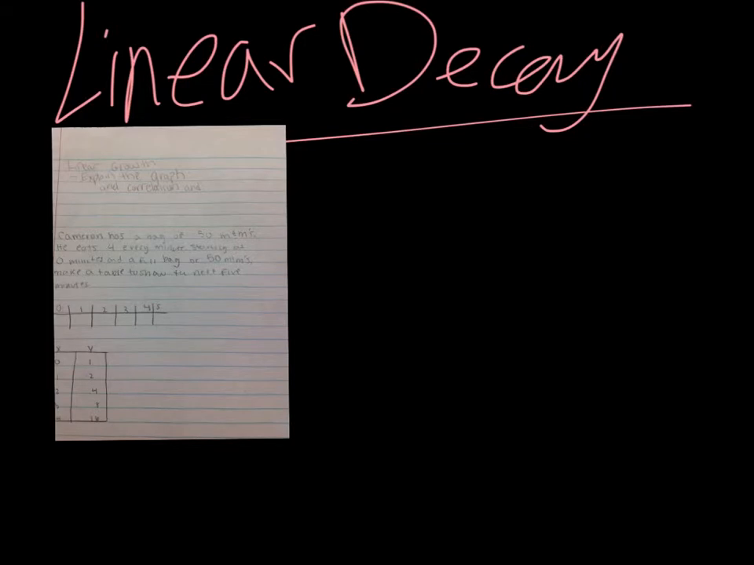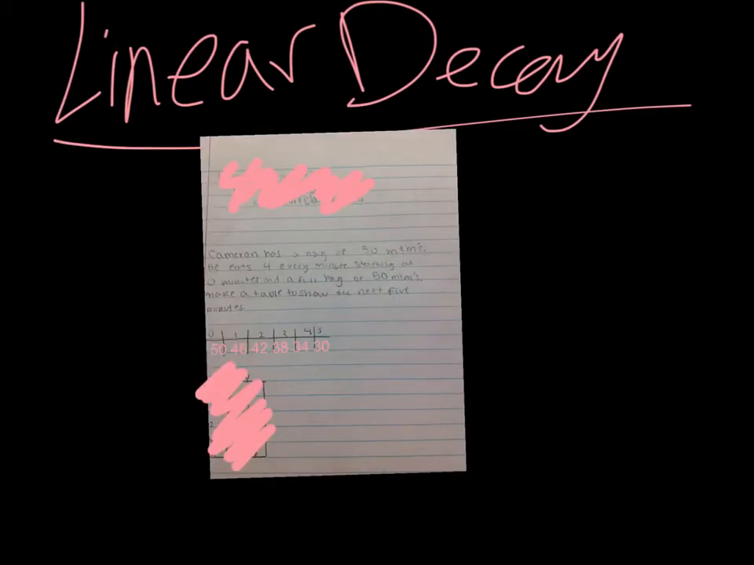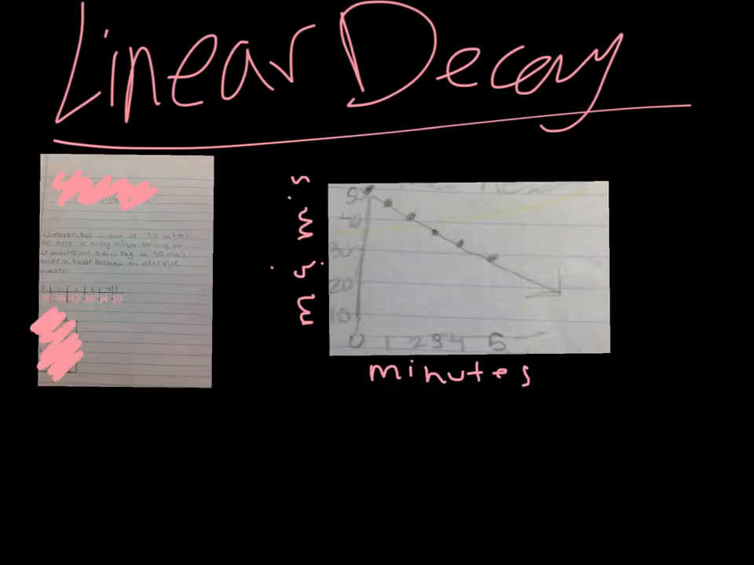So now we are on to linear decay. The problem reads, Cameron has a bag of 50 M&Ms. He eats 4 every minute, starting at 0 minutes and a full bag of 50 M&Ms. Make a table to show the next 5 minutes. This is what the table should look like. This is the graph. You can see it starts at 50 and each minute it goes down. It's a decreasing graph.